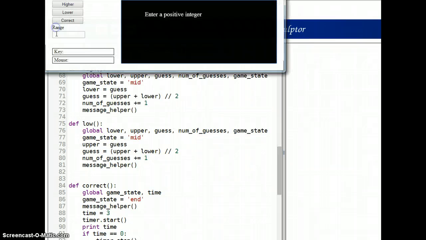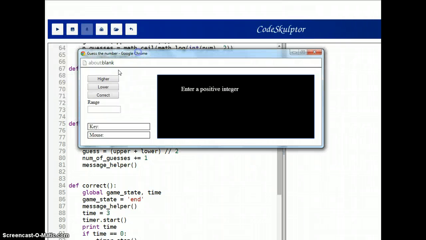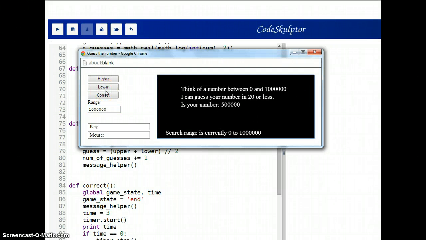How about if we do, say, 1,000,000 choices? 20. As you can see, that's pretty impressive. With only 20 choices, you can figure out what someone's secret number is between 0 and 1,000,000.